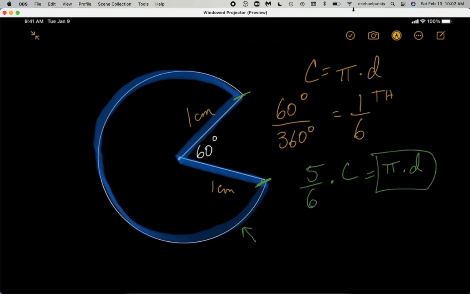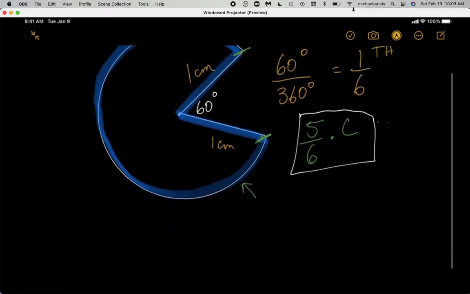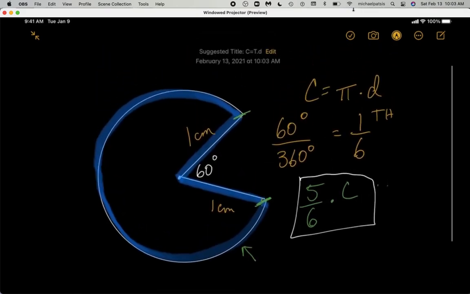I'm sorry, that doesn't look right. This will be the blue that you see. 5/6 of the circumference. So what is the circumference? The diameter is going to be 2.